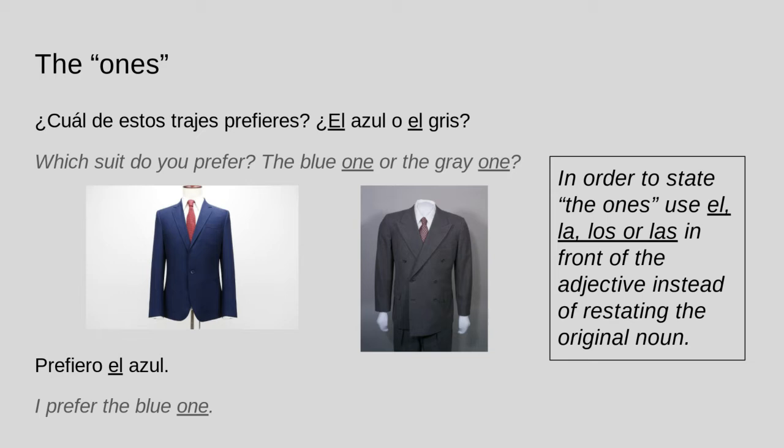So in order to state the ones, use el, la, los, or las in front of the adjective instead of restating the original noun. This text box here is something that you should copy down onto your notes. It is not currently there. You would want to add it. So when we refer to the ones, this is what we're talking about.